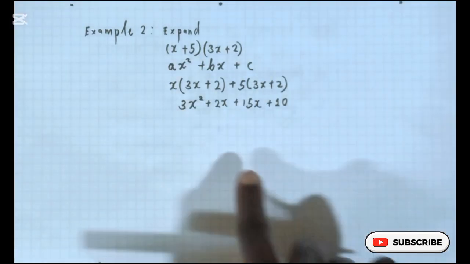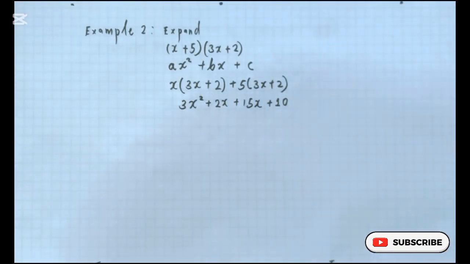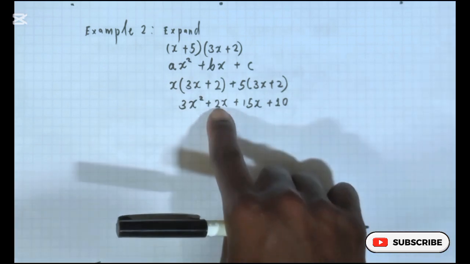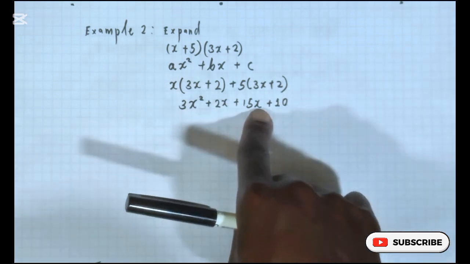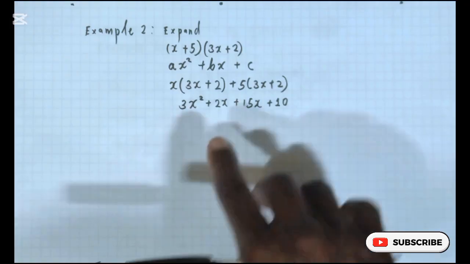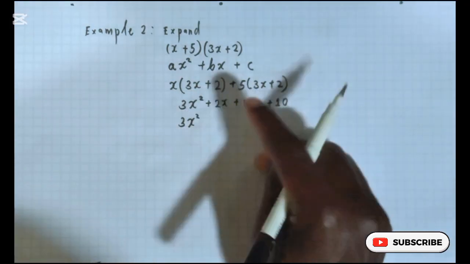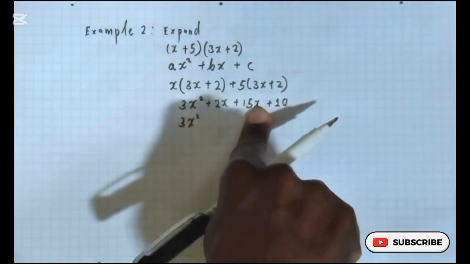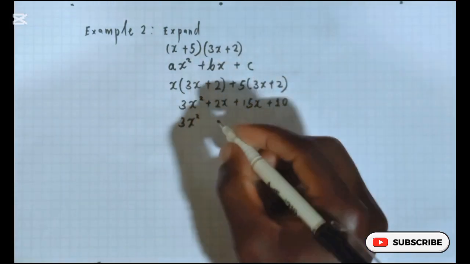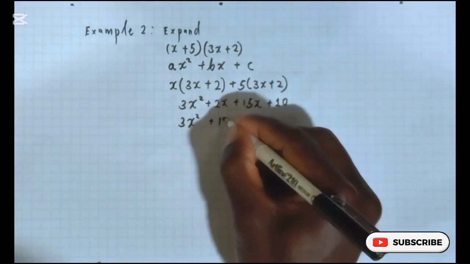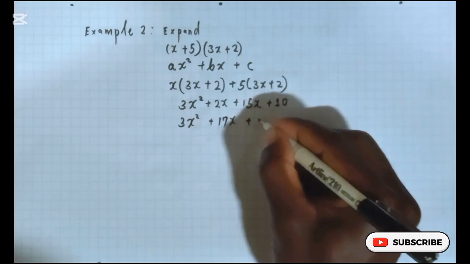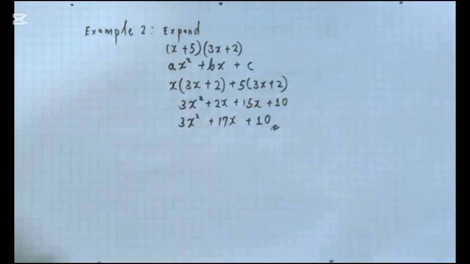Now looking at the equation, we can see that we have like terms here: 2x and 15x. We can simplify by adding those two. So we have 3x squared, and 2x plus 15x gives us 17x, plus 10. That will be the solution to this particular problem.